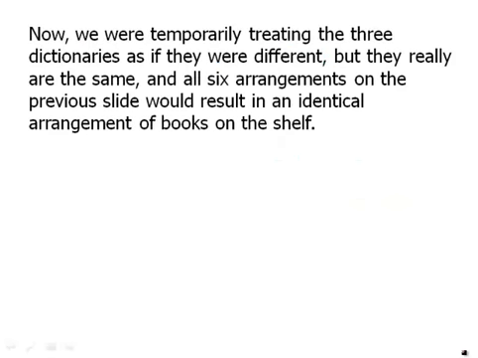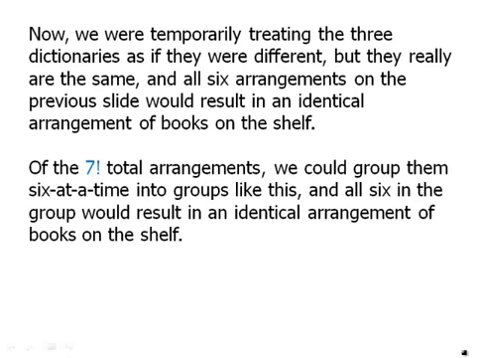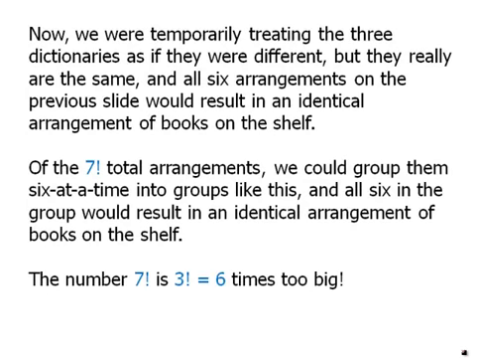Well, now we were temporarily treating the 3 dictionaries as if they were different, but really they are the same, and all 6 arrangements on the previous slide would result in an identical arrangement of books on the shelf. Because in fact, if the dictionaries are identical, changing the order of the dictionary doesn't matter at all. Of the 7 factorial total arrangements, that would be an overcounting. We could group them 6 at a time into groups like this, and all 6 in the group would result in an identical arrangement of books on the shelf. So the number 7 factorial is 6 times too big.